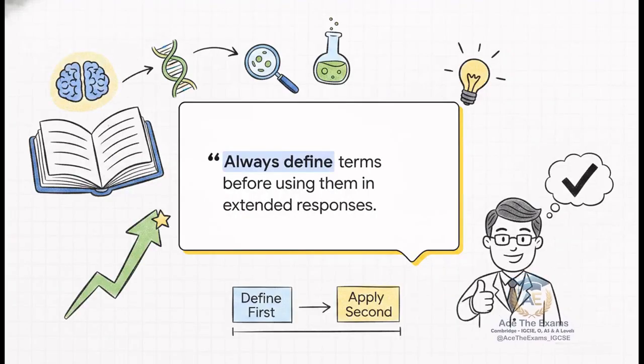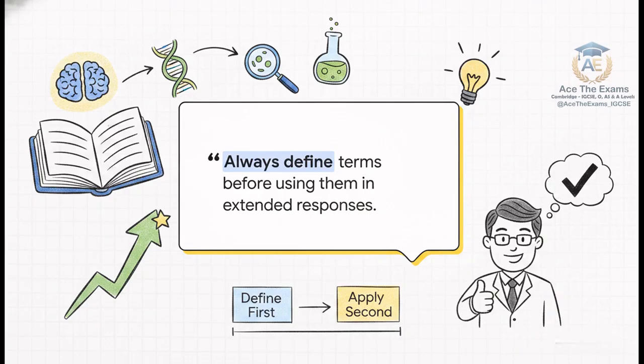Okay, here is that massive examiner clue I promised. This one single habit flips a low-scoring answer right into a top-band response. The examiner alert explicitly states, always define terms before using them in extended responses. Top candidates explicitly define key elements before applying them to unfamiliar contexts. Doing this immediately signals conceptual mastery to the examiner, and it virtually guarantees you those method marks even if your actual application gets a little tangled up later. Remember, define first, apply second.